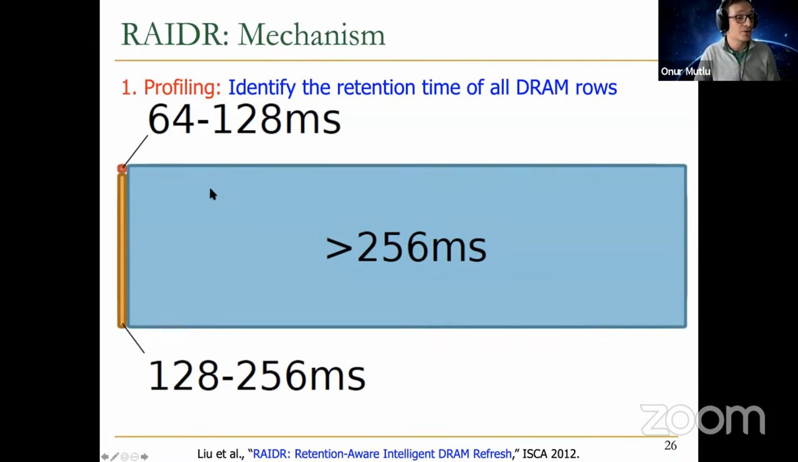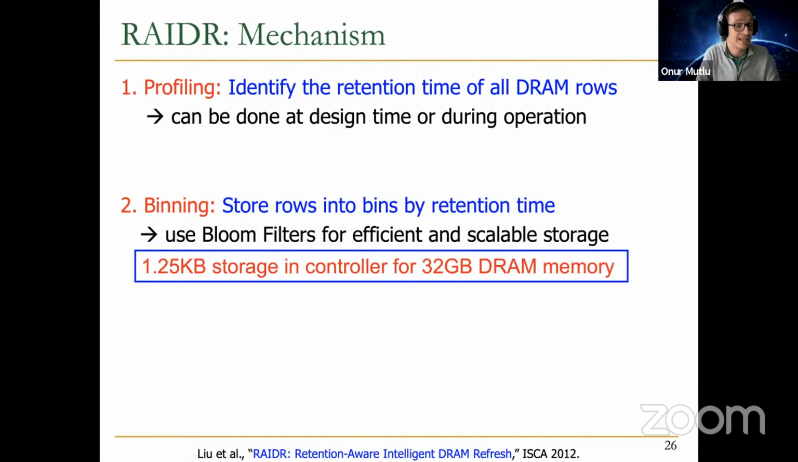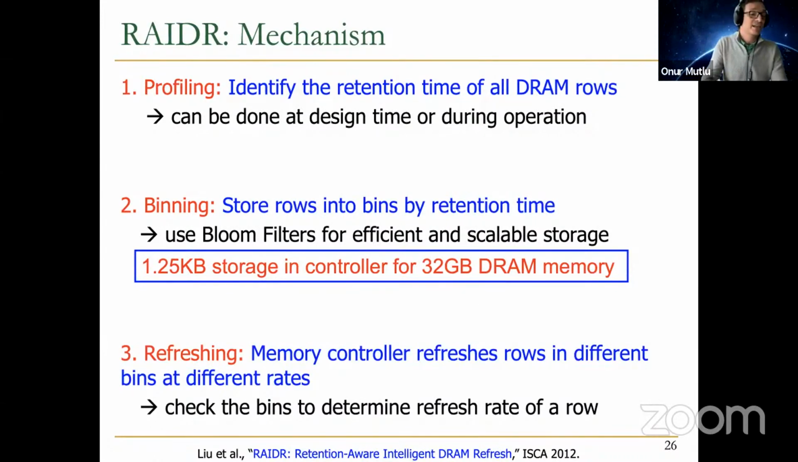And there are 3 sets of rows. Rows that need to be refreshed every 64 milliseconds, rows that need to be refreshed every 128 milliseconds, and rows that need to be refreshed every 256 milliseconds, right? So if you represent these sets nicely, cleanly, with very small hardware overhead, you can actually have very little overhead. And it turns out we can represent this information with only 1.25 kilobyte storage in the memory controller for a large main memory size. And then the third step is the memory controller consults this information, how often each row needs to be refreshed, and refreshes rows in different bins at different rates.